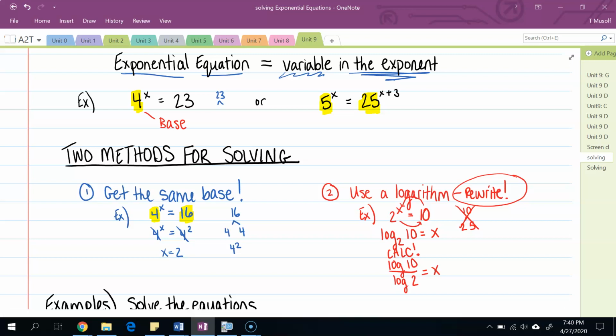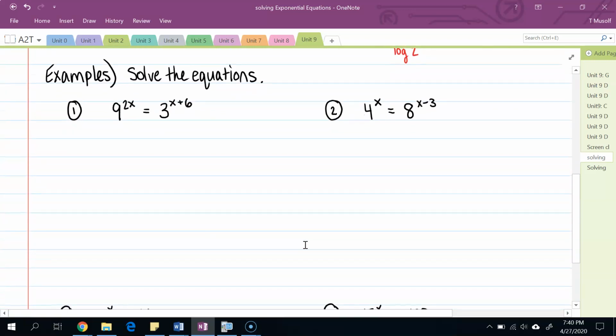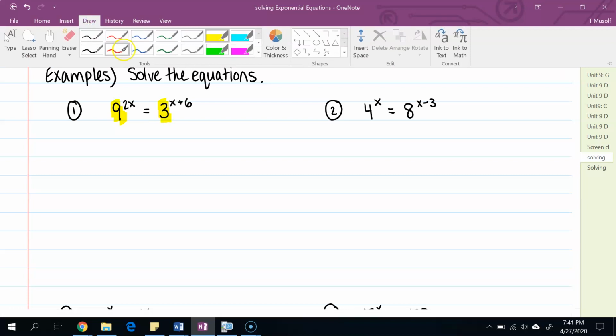I'm going to go through a few examples of each just to make sure we really understand when and how to use them. The examples here say solve the equations. Number 1, 9 to the 2x equals 3 to the x plus 6. The variables are in the exponents, so that's how I know these are exponential. I'm going to try method number 1 first because that's easier, and if it doesn't work, I'll move on to method 2. Method number 1 says, can I take the bases, in this case the 9 and the 3, and get them to be the same base?